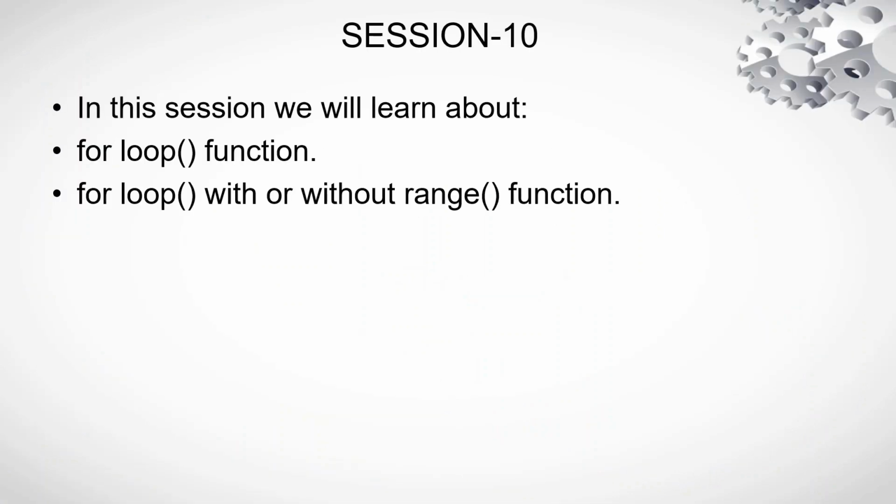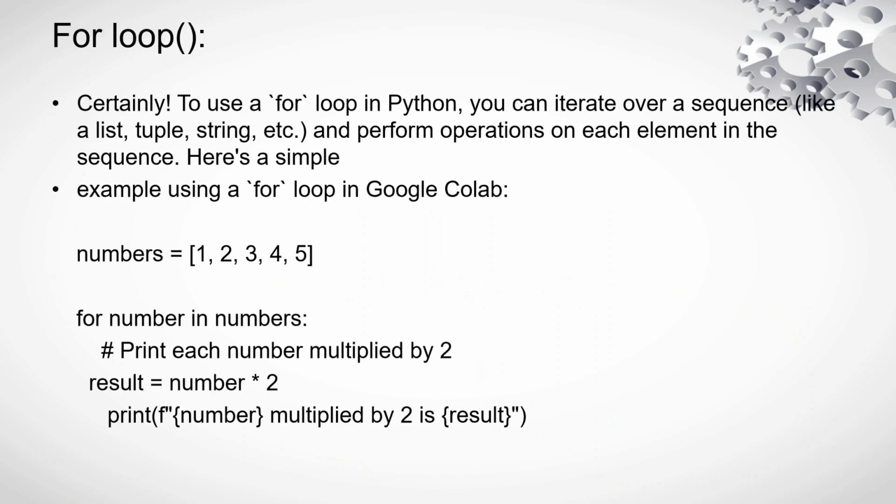In the last session, we learned about conditional statements. In today's session, let us learn how to use for loop, with or without the range function. For loop: in Python, a for loop is used to iterate over a sequence like a list, tuple, string, etc., and perform operations on each element in the sequence.